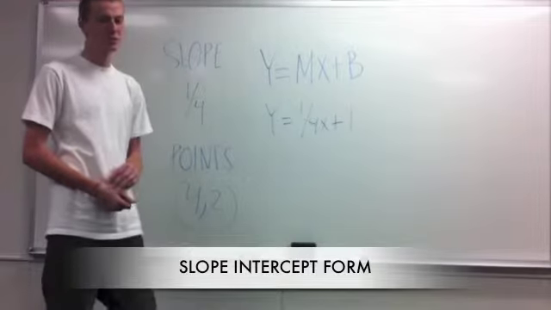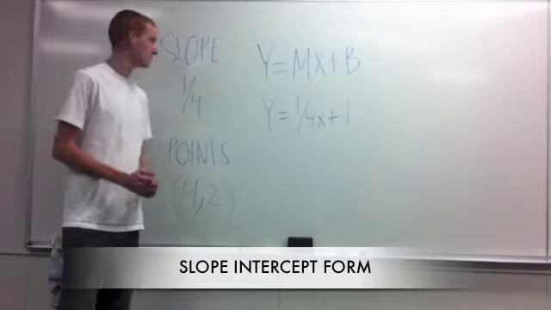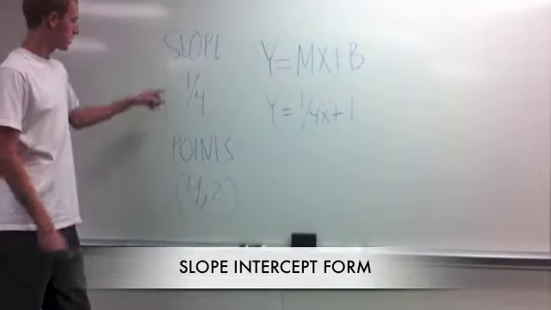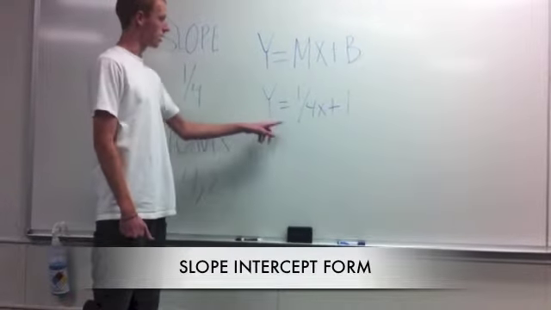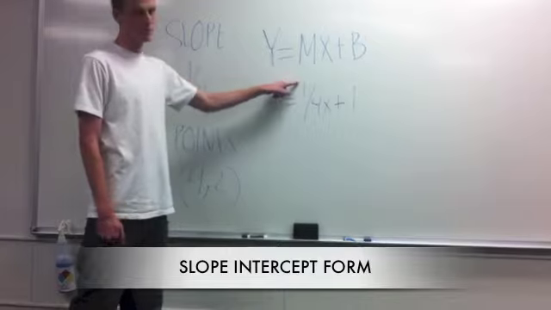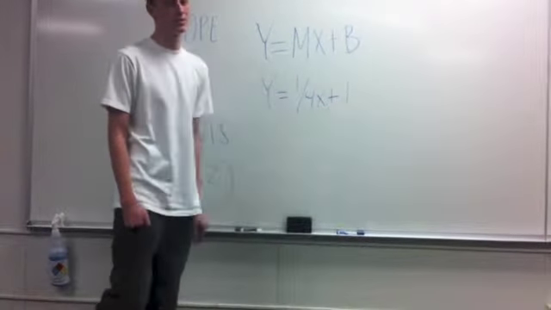So now we're going to be talking about slope-intercept form. The equation is going to be y equals mx plus b. So for the slope, we're going to have 1/4, and the point is (4, 2). So y equals the slope, which is 1/4 x, plus the y-intercept, which is 1.